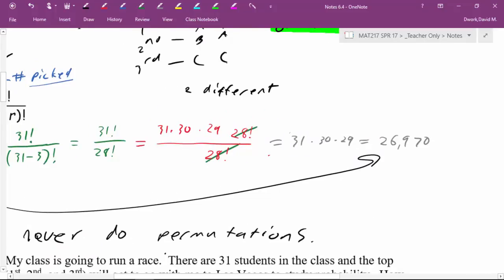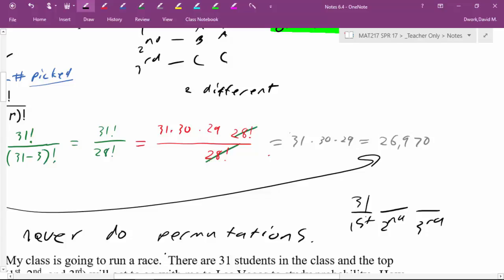Because what I want to point out here is these are decisions and choices. And if you come at it from that perspective, if you just say, look, this isn't at random, I get to choose. Okay, I have 3 decisions to make. Who's going to come in first place? Who's going to come in second place? Who's going to come in third place? How many choices do I have for first place? Well, I had 31 students to choose from.